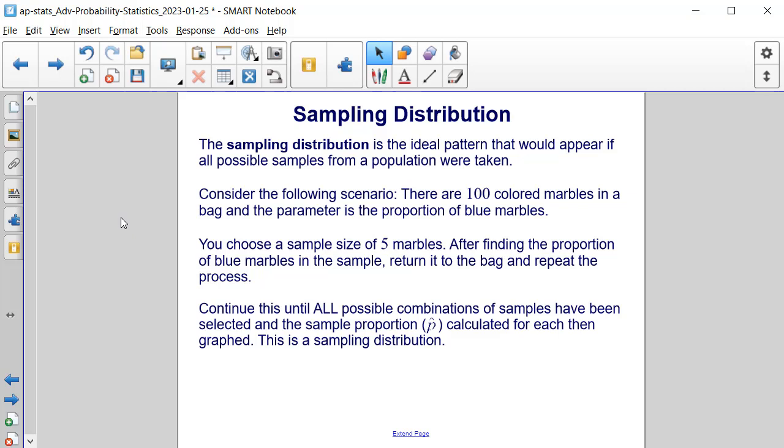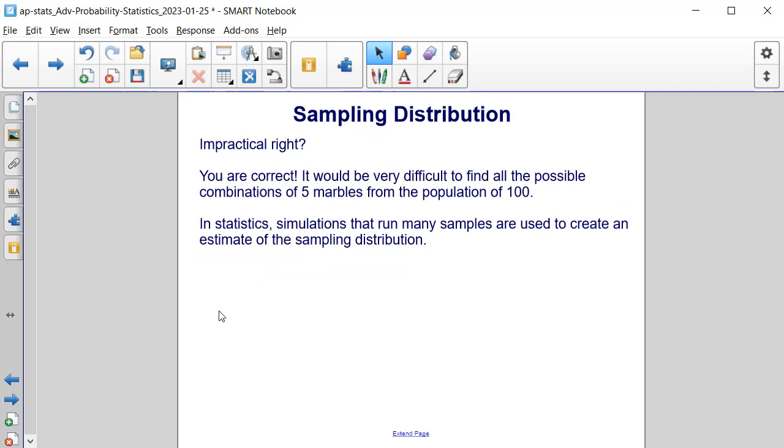Consider the following scenario. There are 100 colored marbles in a bag, and the parameter is the proportion of blue marbles. You choose a sample size of 5 marbles. After finding the proportion of blue marbles in the sample, return it to the bag and repeat the process. Continue this until all possible combinations of samples have been selected and the sample proportion, or lowercase p with a hat on top, is calculated for each, then graphed. This is a sampling distribution.